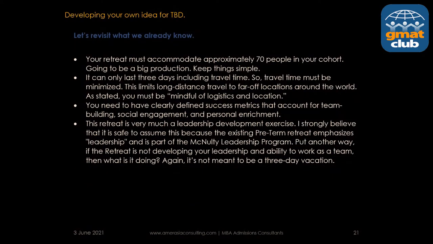All right. So now developing your own idea, folks, right? How do we do that? So we've kind of dissected a few others. How do you develop your own, right? And this is the way that I would think about this, right? Walking through that preterm retreat example from a few slides back, where you have to come up with a preterm retreat at the end, come up with learning objectives, metrics for success, and programming over 3 days for 70 people in your cohort. Okay.